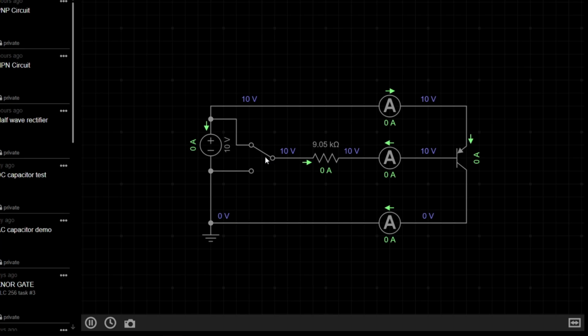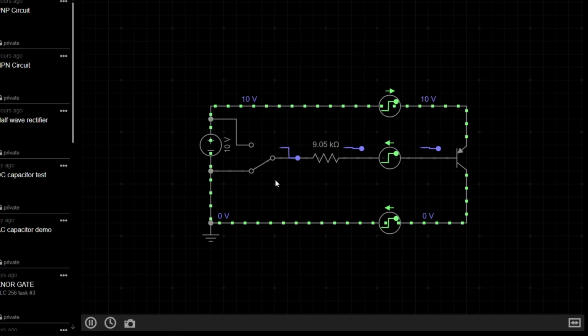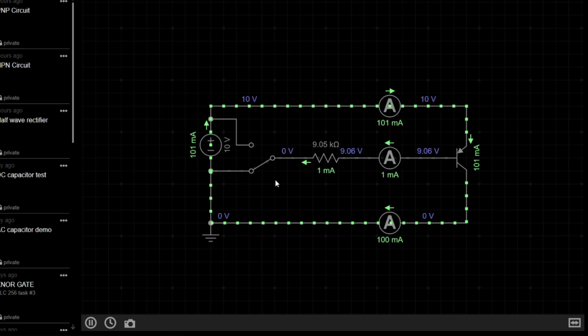However, if I connect the switch to the grounded side of the battery, you can see that current begins to flow. This shows us how to use a PNP transistor as a switch, being that it is essentially an inverted NPN transistor. This circuit also shows us how to use a PNP transistor as a current amplifier.